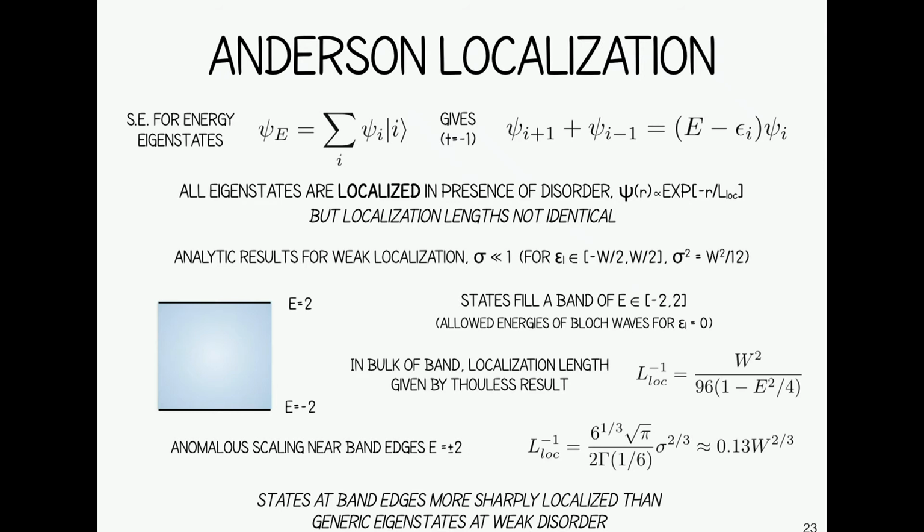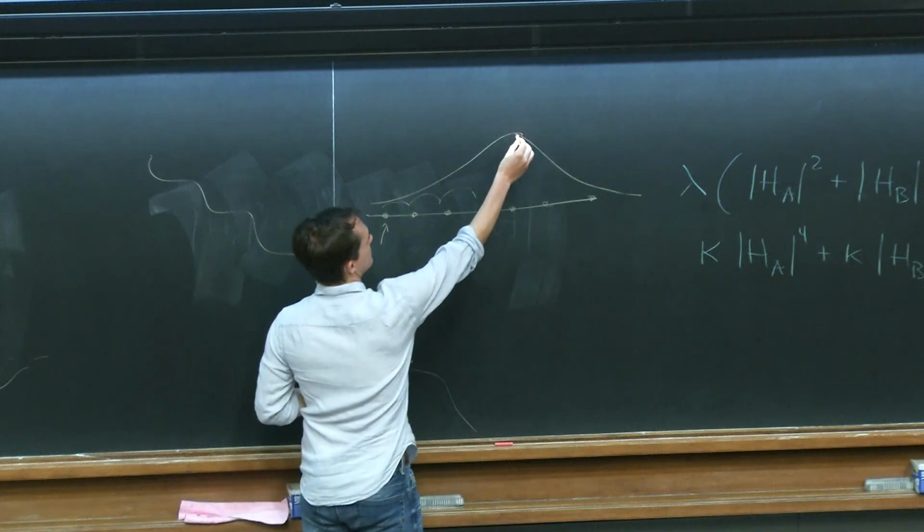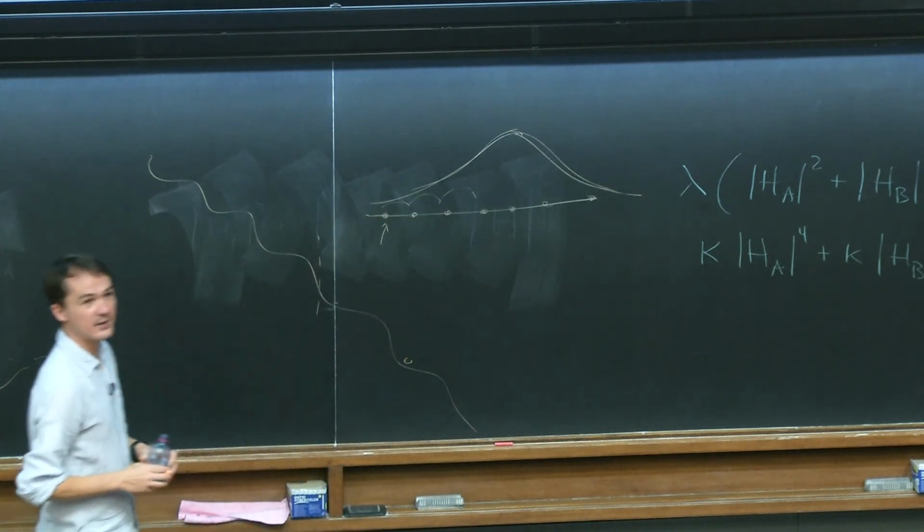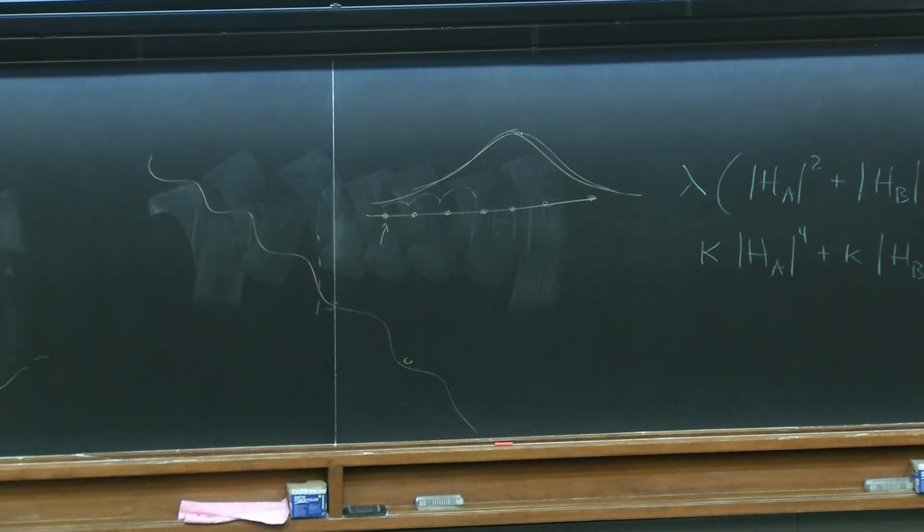So a given energy eigenstate might look like this, where it peaks at a particular site along this wire, and then it has some exponential fall-off relative to the other sites. So it turns out that all of the energy eigenstates are localized in this way in an infinite one-dimensional system with disorder. That's the famous result from Anderson localization.